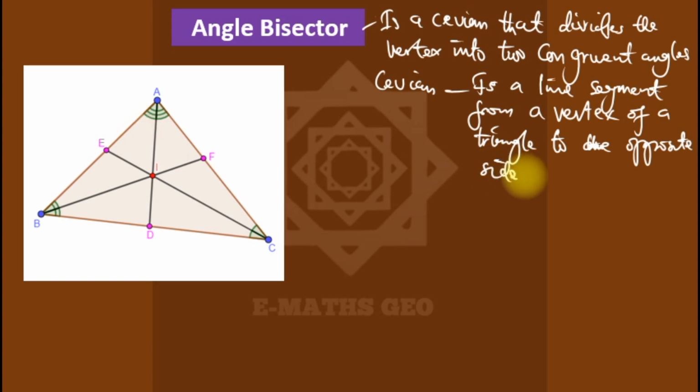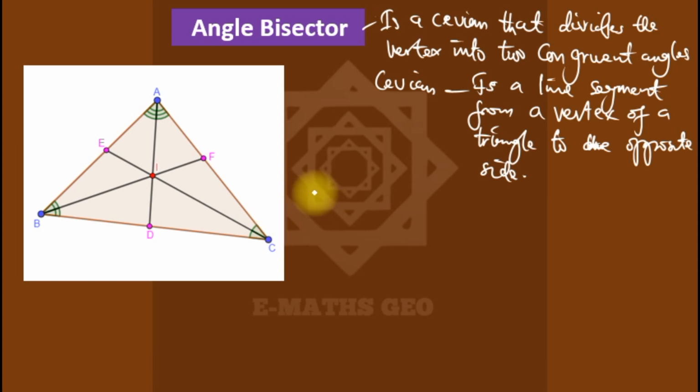So as you can see, AD is a Cevian, BF is a Cevian, CE is a Cevian, and since they bisect the vertex angle, they are all called angle bisectors. So let's now prove what we want to.